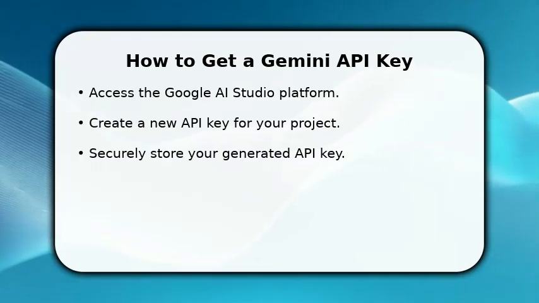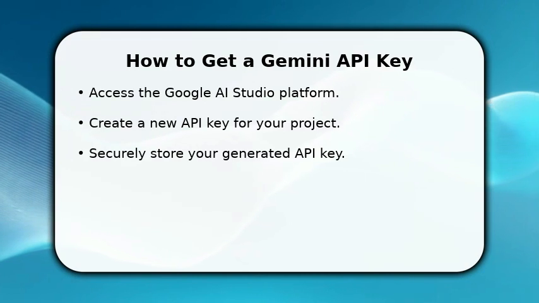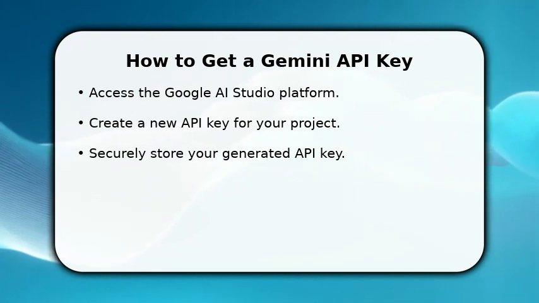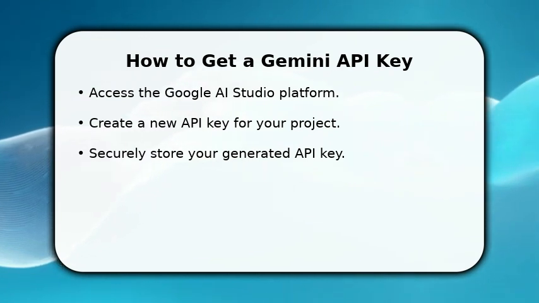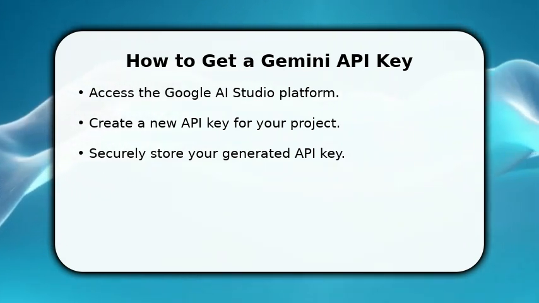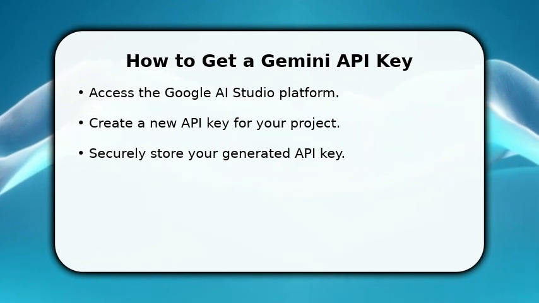In this video, I will explain how to get a Gemini API key. First, navigate to the Google AI Studio website. Once there, you'll need to sign in with your Google account. After signing in, look for the Get API Key option in the navigation menu. This is your starting point for generating a new key. It's a straightforward process designed to get you up and running quickly with the Gemini API for your projects and applications.